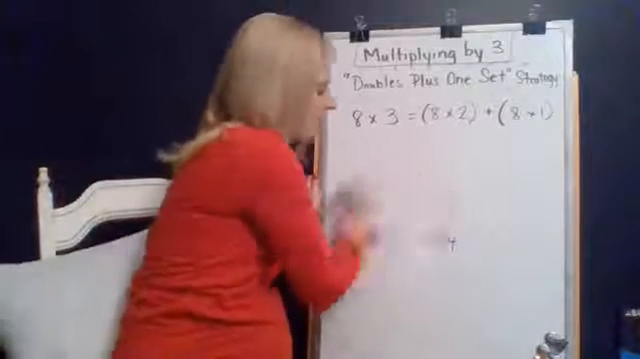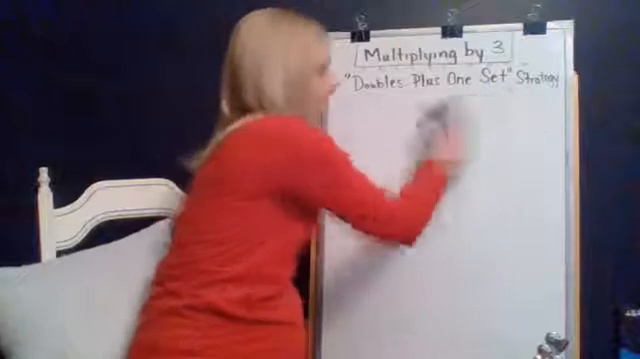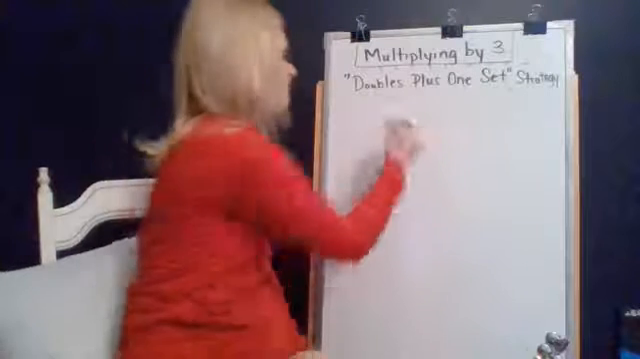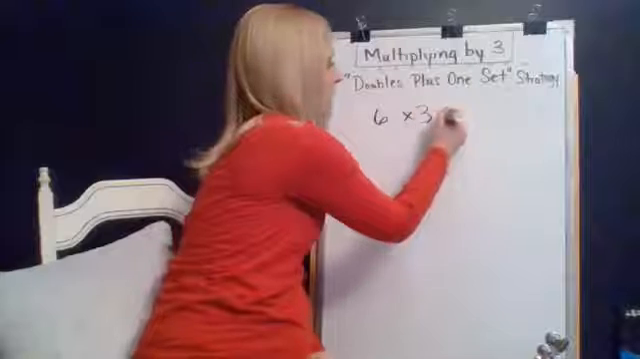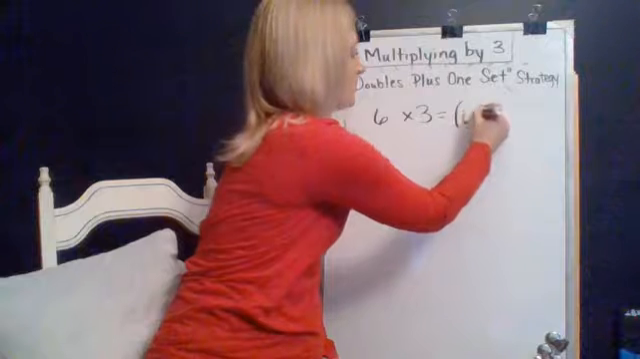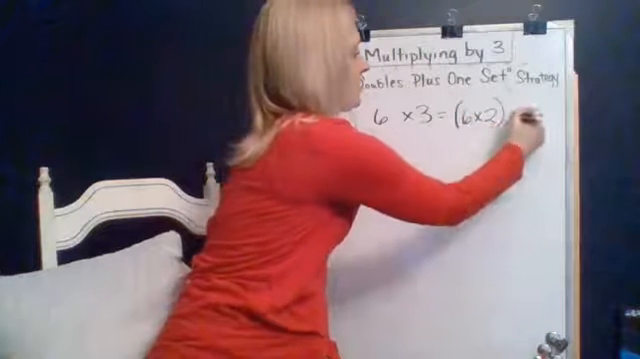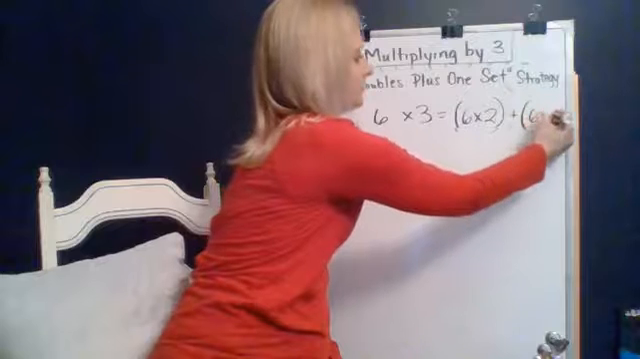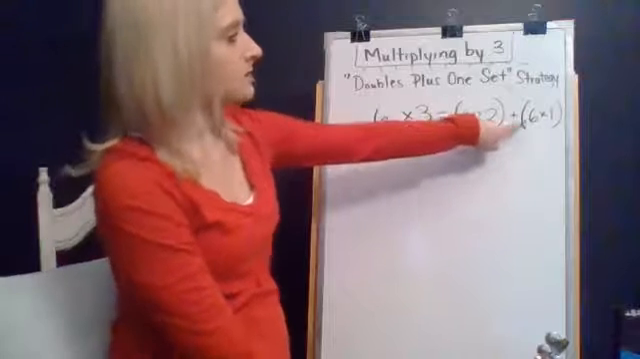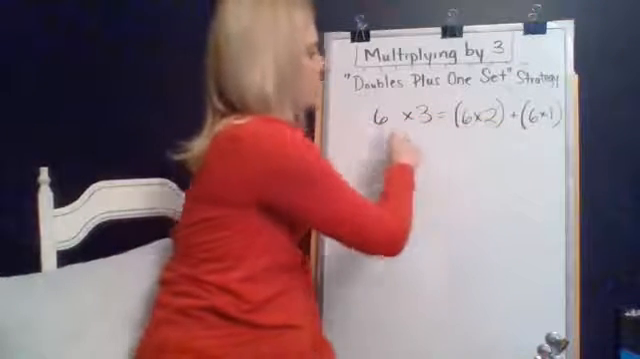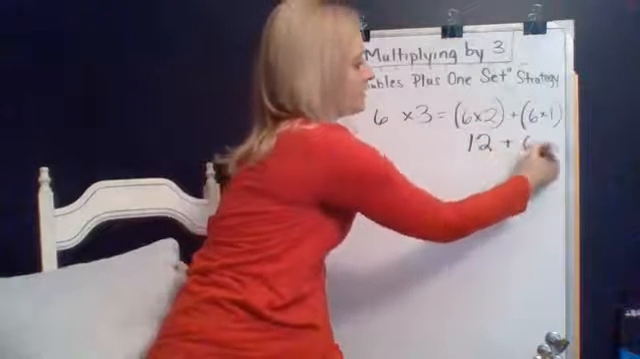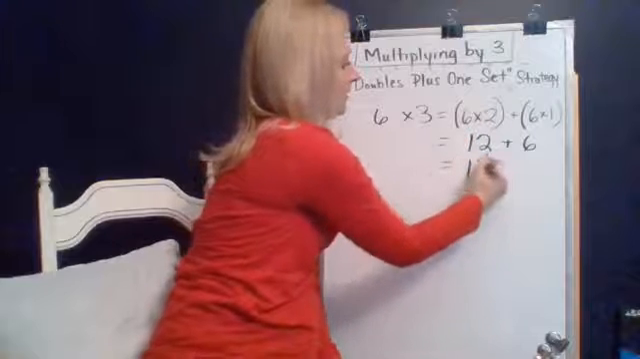So just so that you have one more example, let's do, what's another one we could do? 6 times 3. So if we're thinking about using this strategy real quickly, 6 times 3 is the same thing as doubling 6. So 6 times 2 plus adding a set of 6. So 6 times 3 is the same thing as 6 times 2 plus 6 times 1. So we doubled 6 and then we added another group of 6. So we're ending up adding 12 plus 6 together and we get 18.